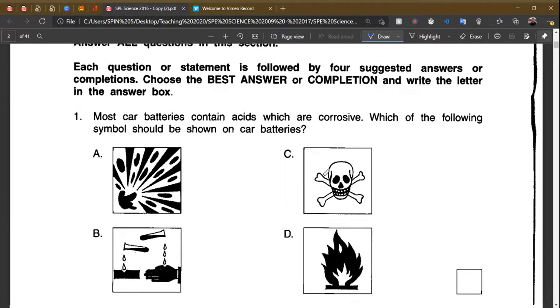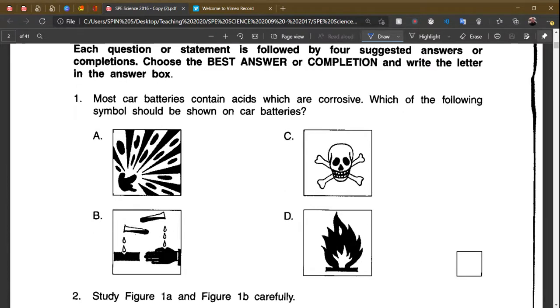Let's look at number 1. Most car batteries contain acids which are corrosive. So from that, you can see the keywords acids, or more important, corrosive. Which of the following symbols should be shown on car batteries? So acid and corrosive. Corrosive means it will corrode your hand or it will melt any object, it will eat the object. And if you look there, this liquid here, it's eating the metal or it's eating the hand. So the answer is actually B.